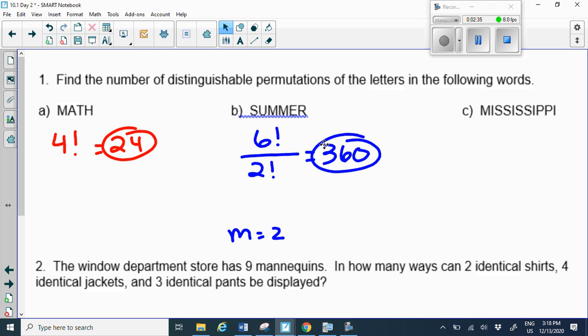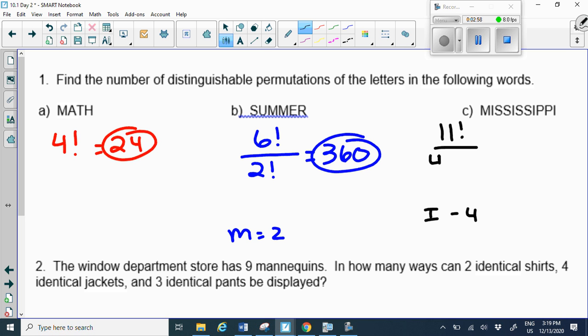Okay, go ahead and pause the video and do 1C on your own. Okay, let's see what you got. So here, how many letters are in the word Mississippi? Well, let's count. We have 1, 2, 3, 4, 5, 6, 7, 8, 9, 10, 11. Okay, let's see what repeats. M, does that repeat? No. What about I? Yes, it's repeated 4 times. So we're going to have 4 factorial.